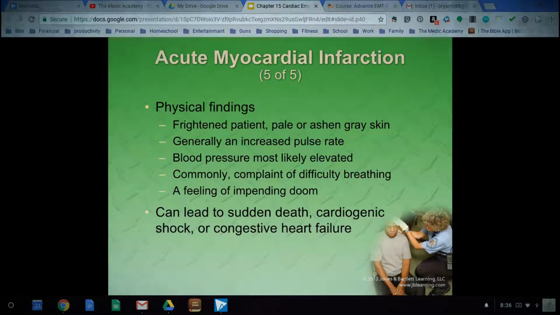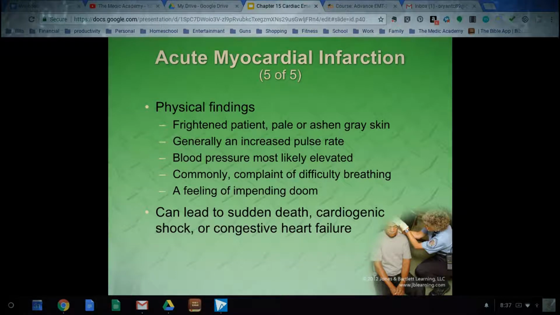Some physical findings that we'll see with AMI patients. One is they'll be very frightened. They'll have pale, ashen gray skin. Generally, they'll have an increased pulse rate. Blood pressure will most likely be elevated, depending on where the infarction is. And for some areas of the heart, if it becomes infarcted, then their blood pressure will actually be low.